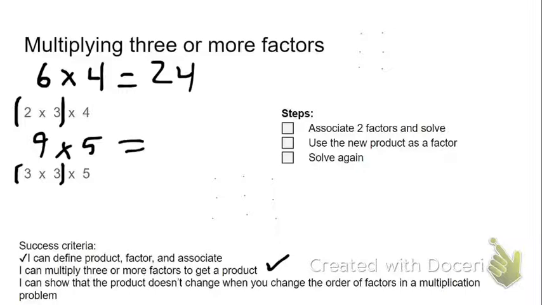Well, I can count by 9s. 9, 18, 27, 36, 45. Okay, that's 45. Or I could count by 5s 9 times. 5, 10, 15, 20, 25, 30, 35, and 40. 45. All right, so I counted to 45 both ways there. So that looks like we're good.